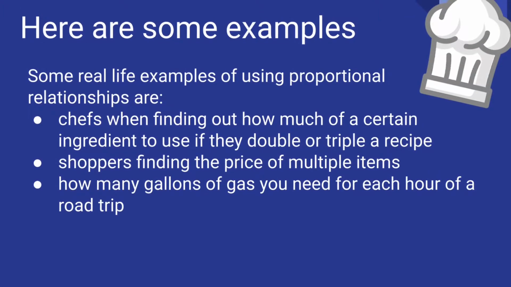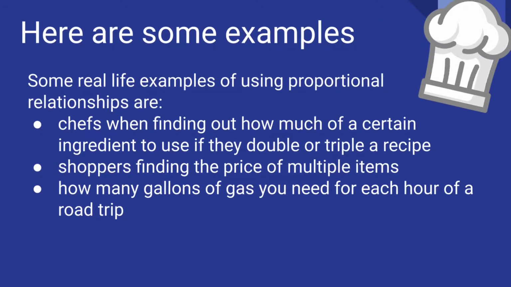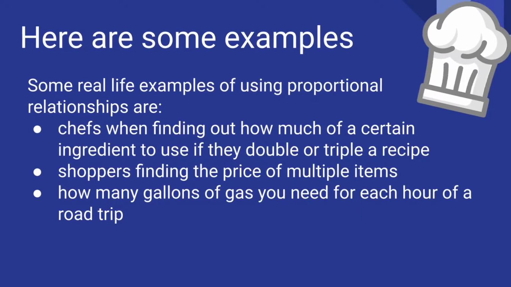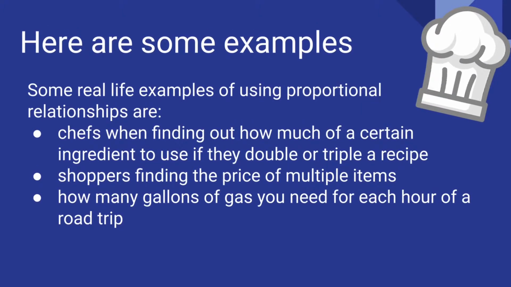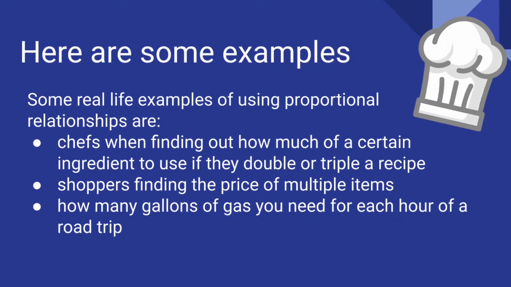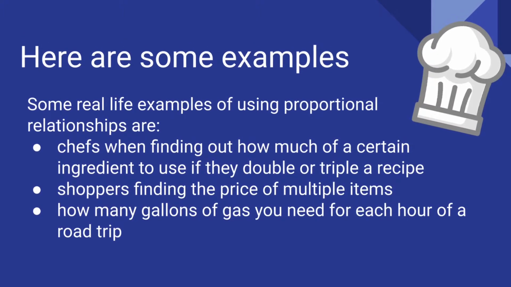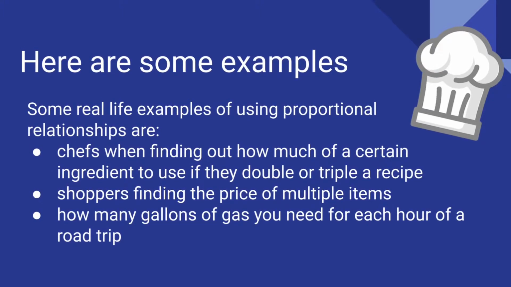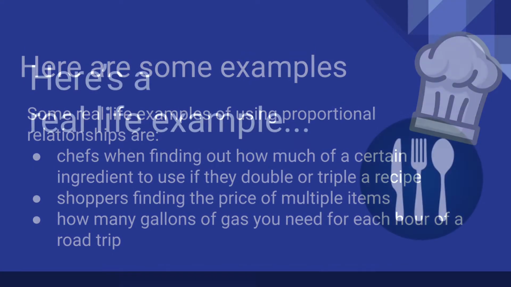Here are some real-life examples of using proportional relationships. Chefs use them when finding out how much of a certain ingredient to use if they double or triple a recipe. Shoppers find the price of multiple items, and you might need it for finding out how many gallons of gas you need for each hour on a road trip.